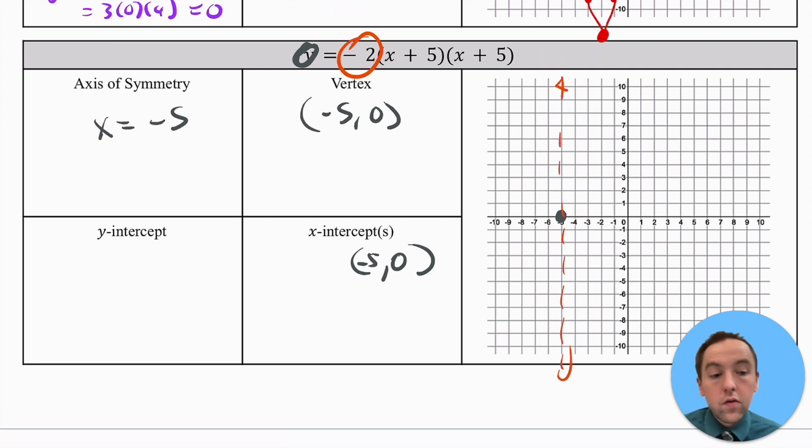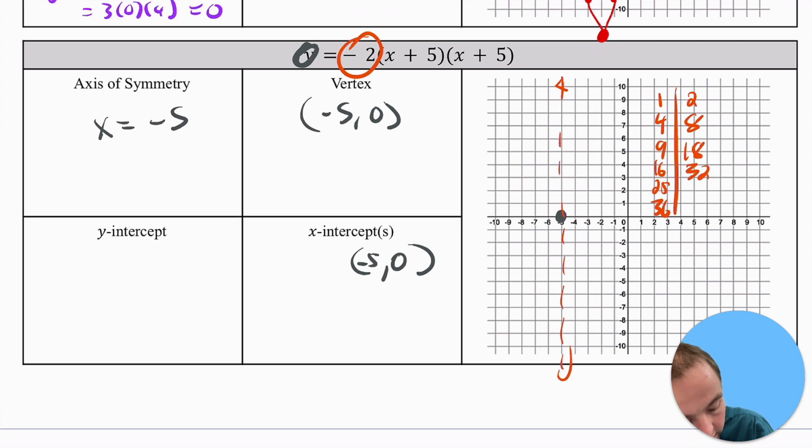Because this is a -2 right there, it's going to open downward and then also be stretched by a factor of 2. So rather than 1, 4, 9, 16, 25, 36, it's going to go down 2, go down 8, go down 18, go down 32, etc. So it'll go down 2 if you go over 1, it'll go down 8 if you go over 2. So it'll look something like that.